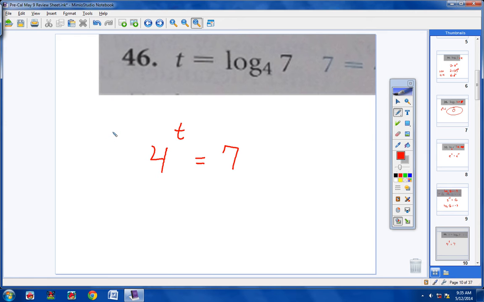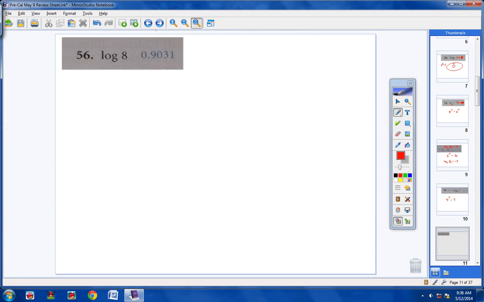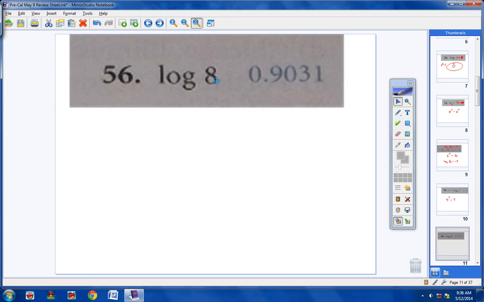Okay, moving on to number 56. There we go. Now I think we're using a calculator on this one. And so it is a base 10 already. What do the directions say for 56, Matthew? I'm pretty sure it says to use a calculator.